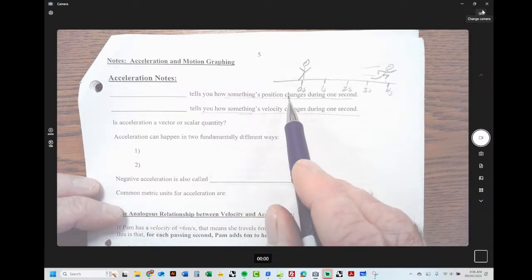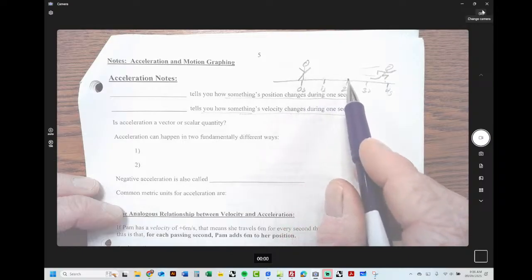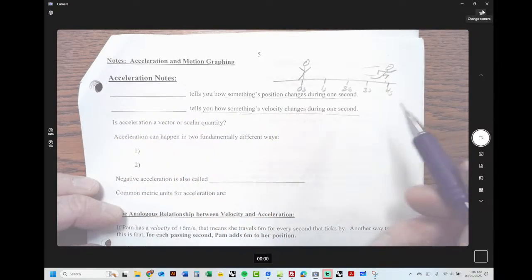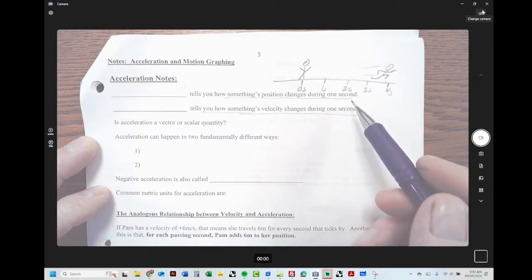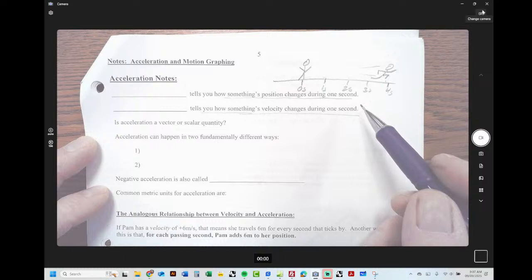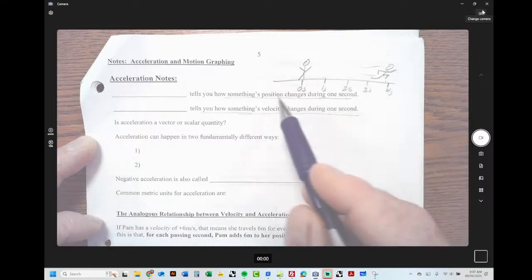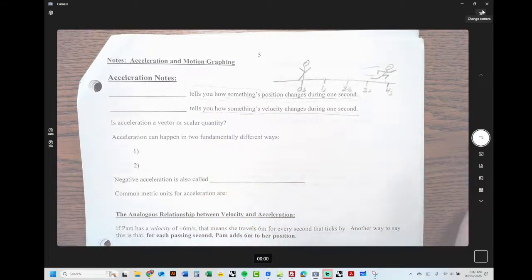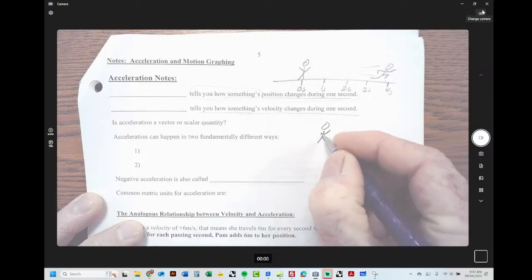So what's the thing that's telling us, hey, this person is going this far every second? What's the word for that? Displacement is how far they've gone, period, but not how far they've gone each second. So this is describing, let me see. Yeah, let me do a different illustration of this.